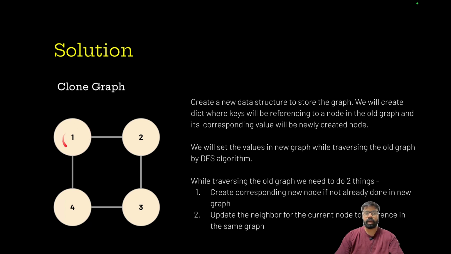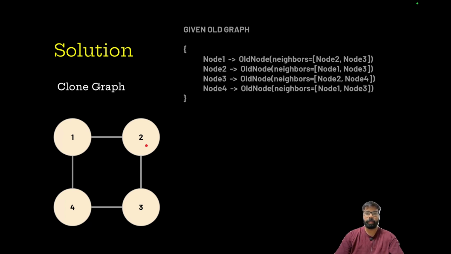For example, I'm traversing the old graph and I'm on the node 2. Then I see that it has neighbors 1 and 3. Okay, so in my newly created graph, I'll make sure that there is node 2, node 1, and node 3, and I'll add node 1 and node 3 as neighbors of node 2. Okay, so this is what we have to do.